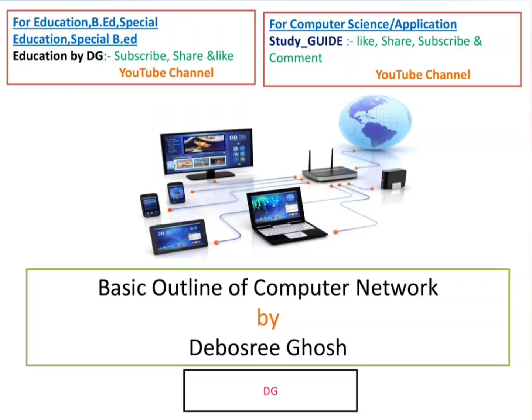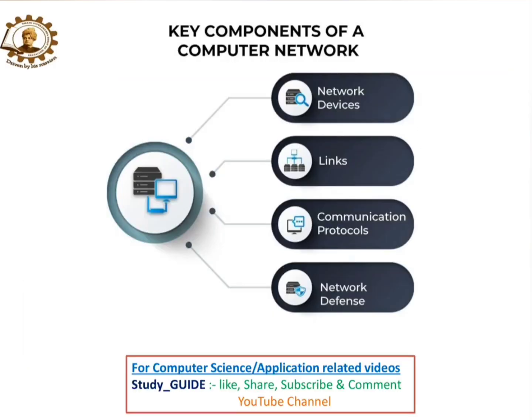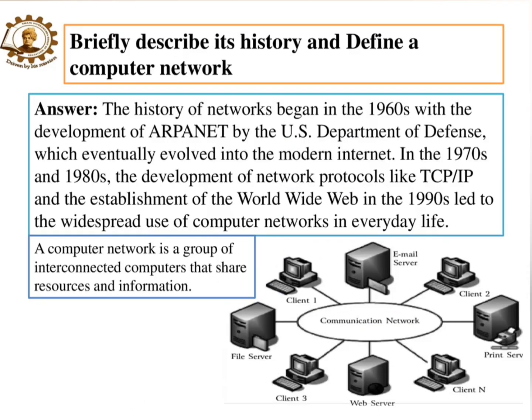Today, we will discuss the basic outline of computer networks. Basically, networks are like digital highways connecting computers and devices to share information and resources. If we want an accurate definition, then a network is a collection of interconnected devices that can communicate and share resources like files, printers, or the internet.